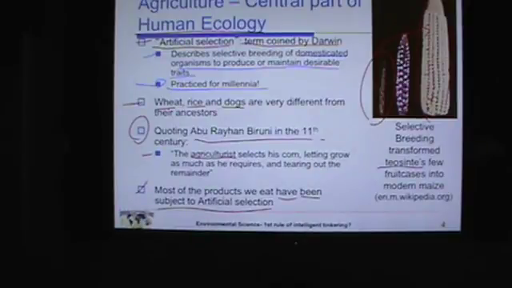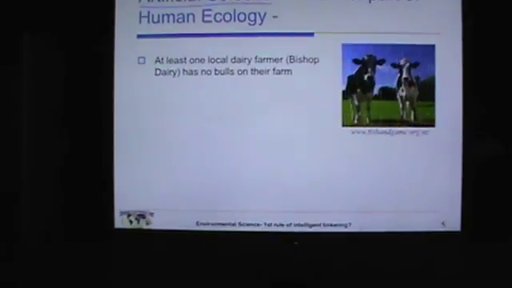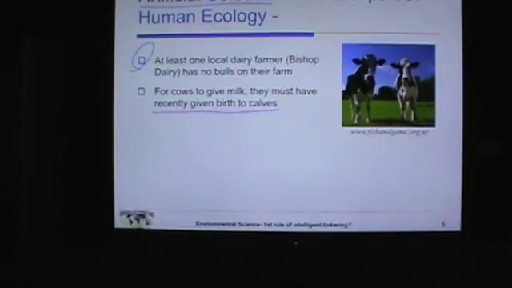Most of the products we eat have been subject to some form or other of artificial selection. So, artificial selection, central part of our ecology. At least one local dairy farmer, Bishop Dairy, has no bulls on their farm, no male cattle, if you will. For cows to give milk, they must have recently given birth to calves. But remember, Bishop Dairy has no bulls.